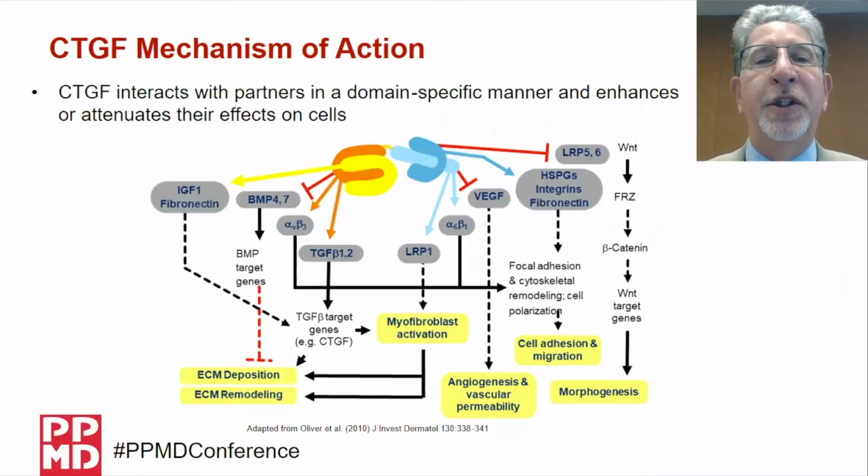Now, the way CTGF is thought to work is that it interacts with a variety of different molecules in a domain-specific manner. And when it interacts with these molecules, it either enhances or inhibits the pathways through which these molecules participate in signaling, and this changes how the cells respond.